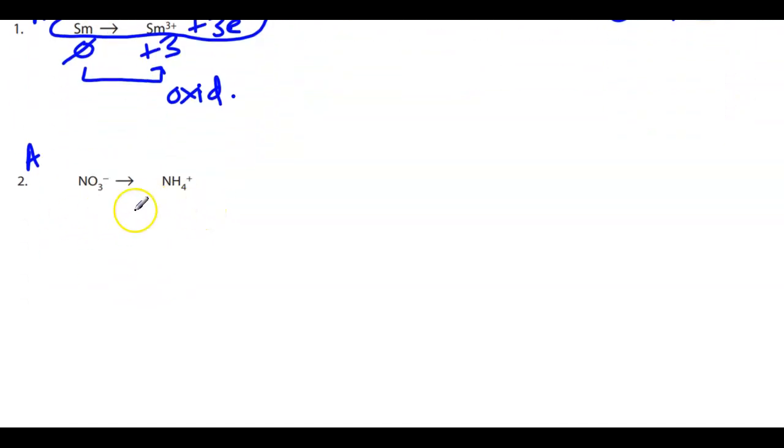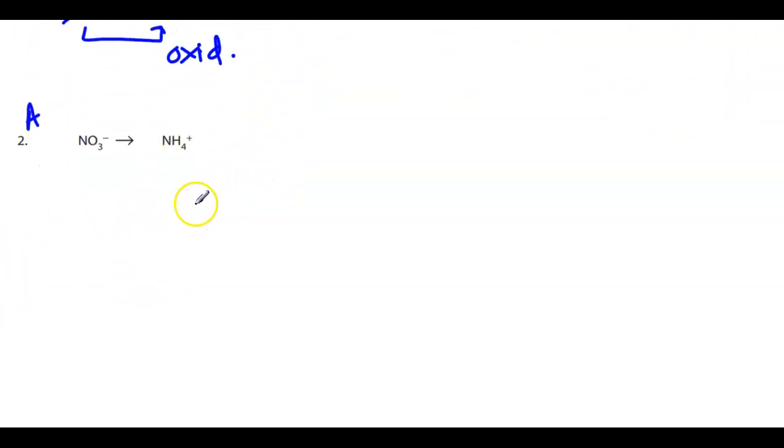For this next one, we have a little bit more that we're doing. Actually, let's assign oxidation numbers. So oxygen is -2, right? So in total there, that's -6. And nitrogen has to be +5 for that to work to -1. Hydrogen is +1, so that's +4, which means nitrogen is -3.